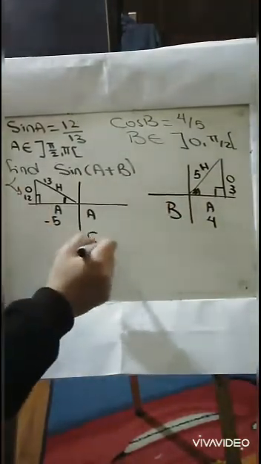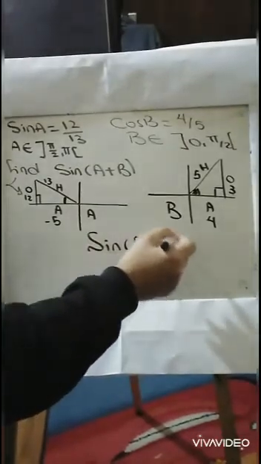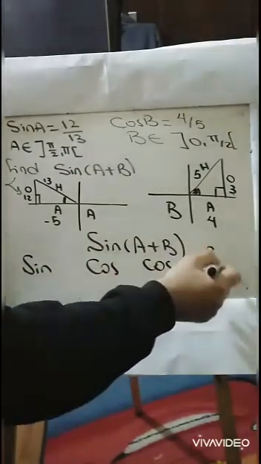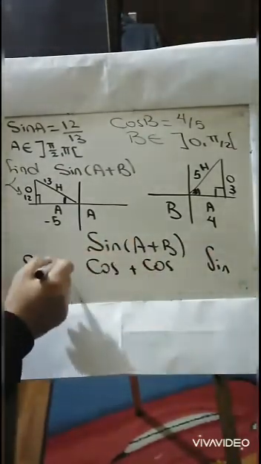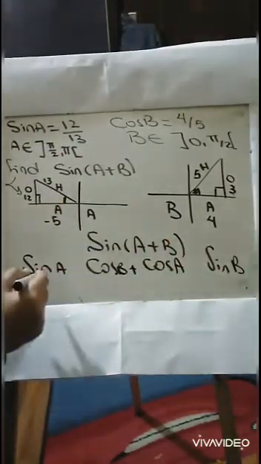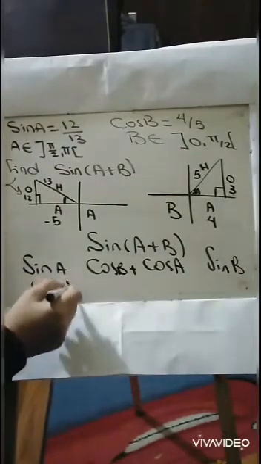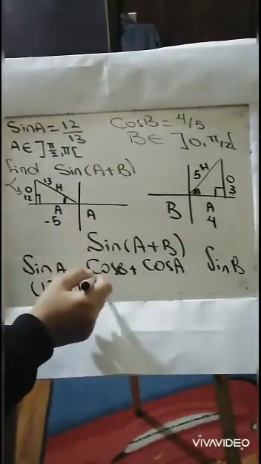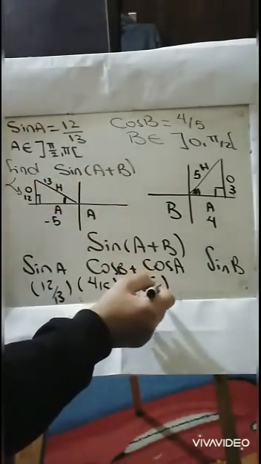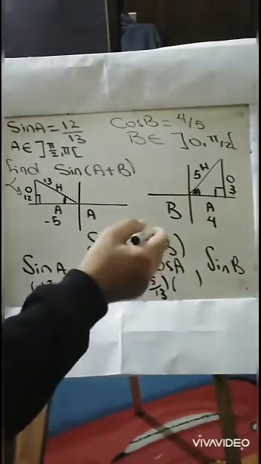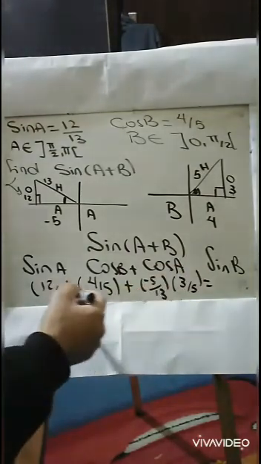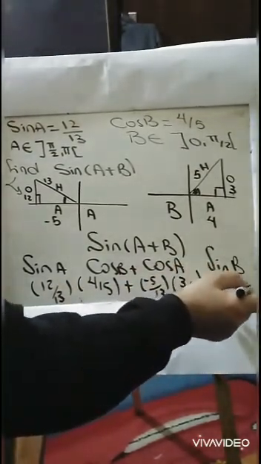Now I need to get sine A plus B. We said before that sine A plus B is sine, cosine, cosine, sine. Now I will put the sign plus here, A, B, and here A and B. I have the values. Sine A is 12 over 13, cosine B is 4 over 5, plus cosine A, adjacent over hypotenuse, so it will be negative 5 over 13. And the last, sine B, opposite over hypotenuse, which will be 3 over 5. And I'll get the value of this. It will be 33 over 65.